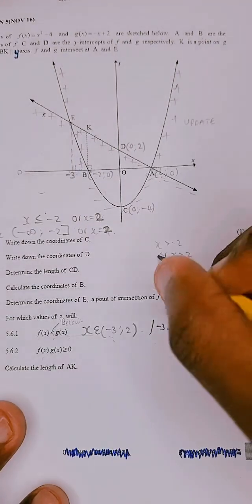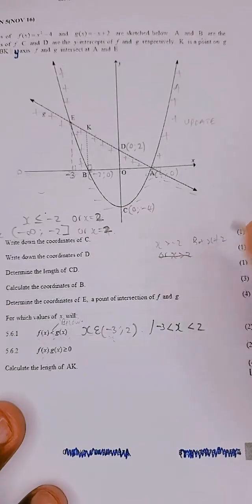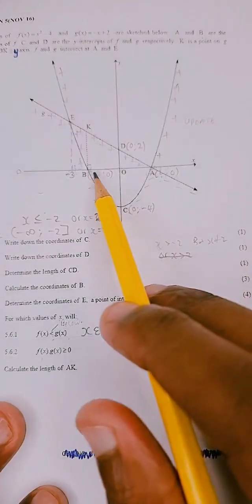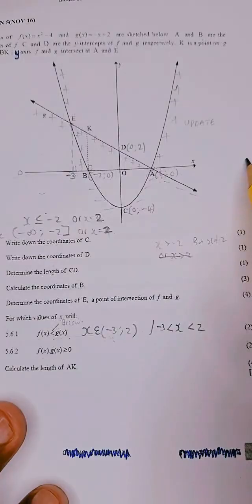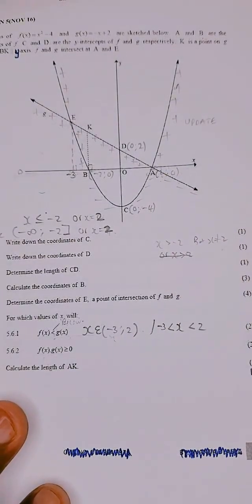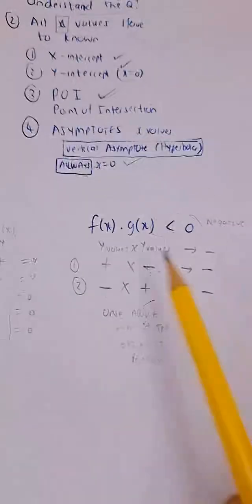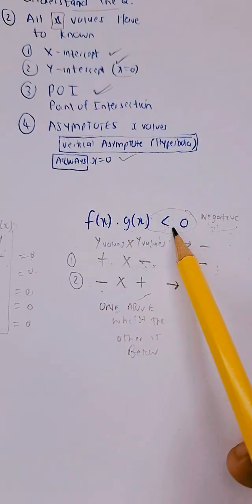Or we could say x is greater than negative 2, but x cannot be 2. I think that would be sufficient. X is greater than negative 2, but x cannot be 2. That would be 100% fine to basically describe f of x times g of x less than 0.